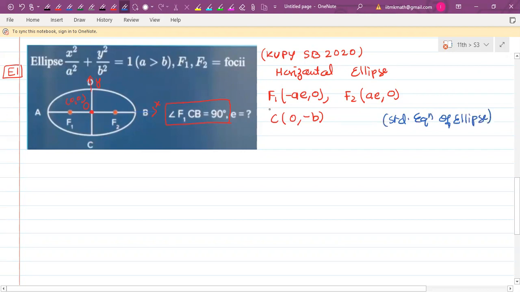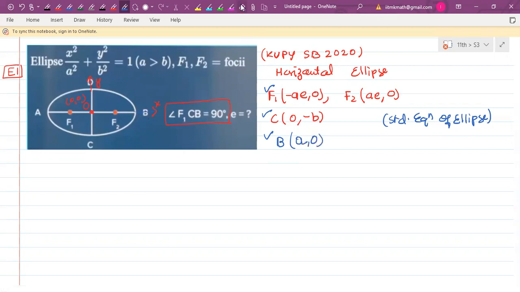Okay, so like that you have defined F1, you have defined C, and now just pause the video and think of B. B is the end point of the major axis on the positive x-axis. So this will be (A, 0), no? This is quite clear, (A, 0). If you know that much, and then you know that angle F1CB is 90 degrees, if you draw F1C and CB, this will be like this and this will be like this.